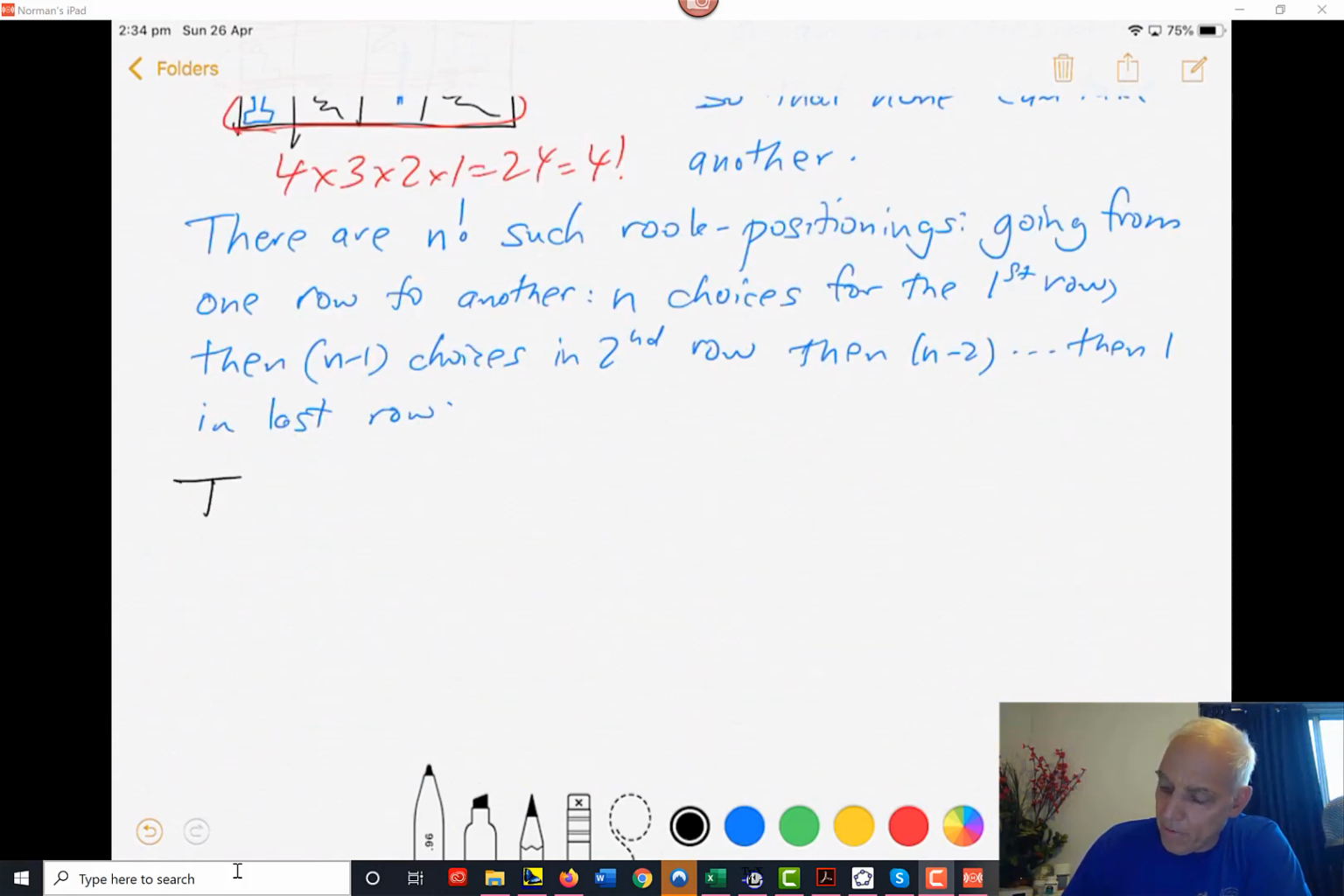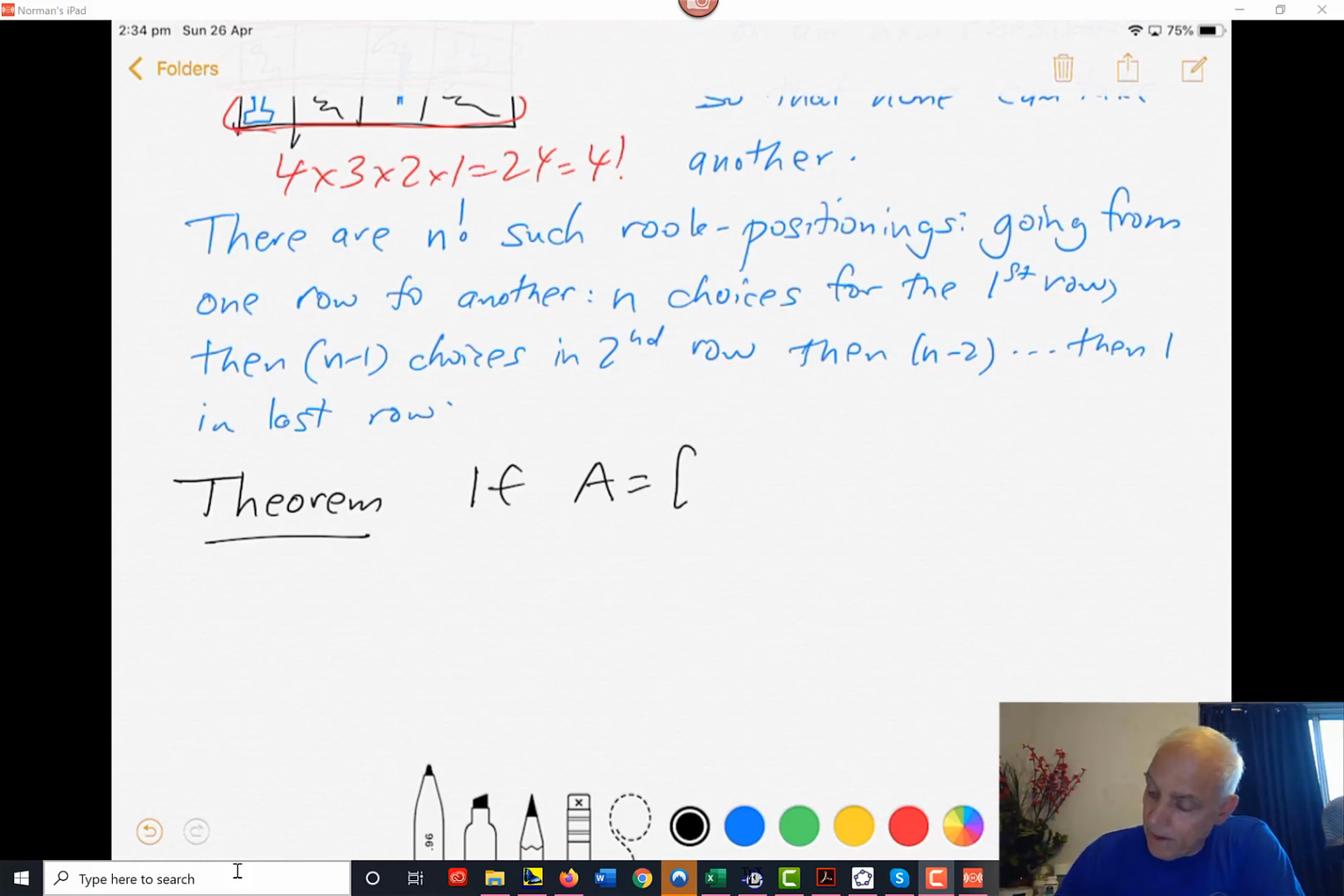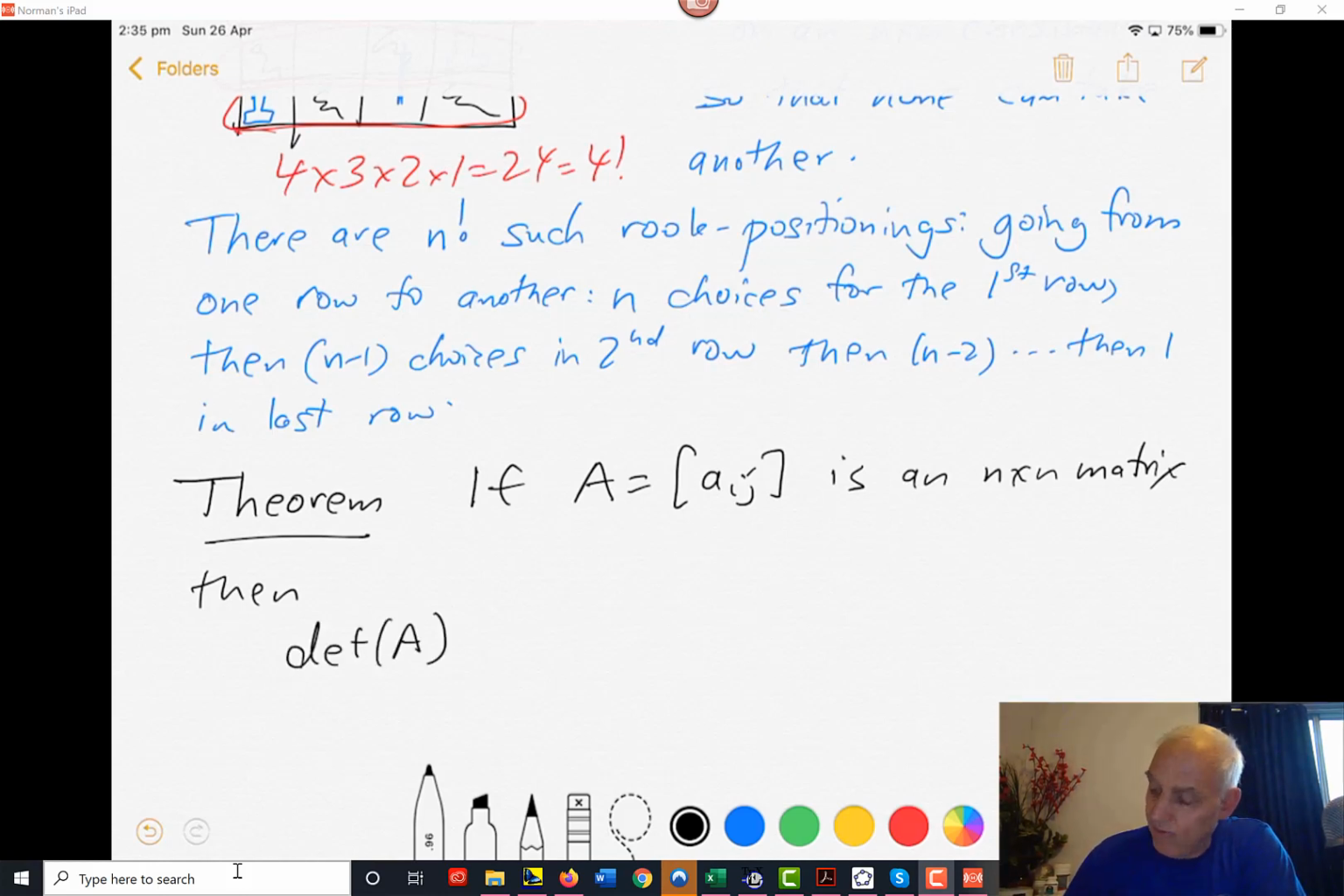There's a theorem which connects the theory of determinants with group theory. It is that if A is an n by n matrix, say with entries little a i j, then here is an alternate formula for the determinant of A. The determinant of A is the sum over pi, permutations of n.